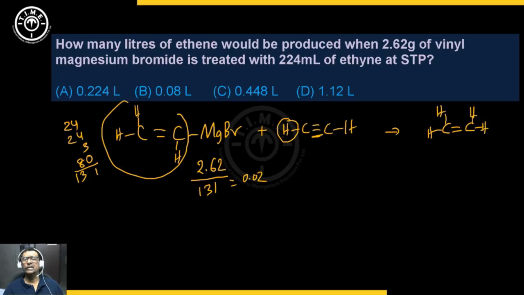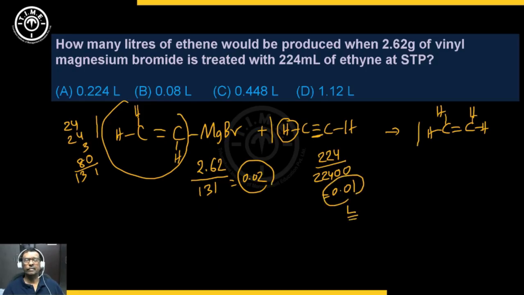And then how much of ethyne do you have? 224 ml at STP means divided by 22,400. So this is 0.01. So 1 mole of this and 1 mole of this would give 1 mole of this. But then this is 0.02, this is 0.01. So which is limiting? This is the limiting reagent. That is excess, is it not? So the use of excess and limiting reactants is also being employed here. The limiting one is going to decide how much product is going to form.